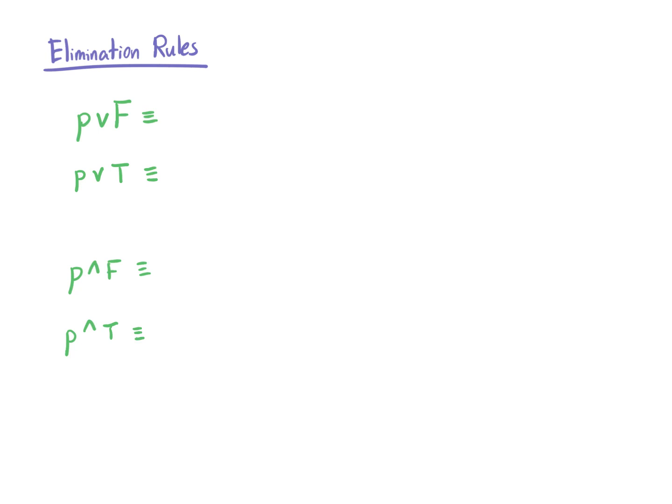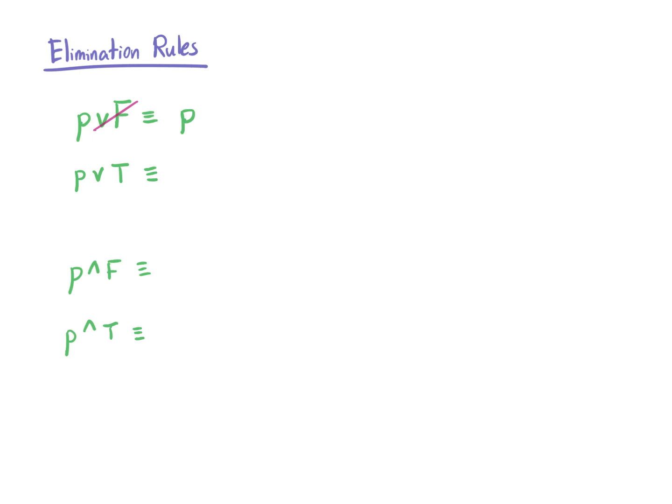Let's think this through. If I know that one part of my disjunction operator, or if one of my inputs is false, that must mean that the other input has to be true in order to make the entire expression true. This means that P or F is logically equivalent to just P itself. I can eliminate the F from this expression and be left with just my proposition P.